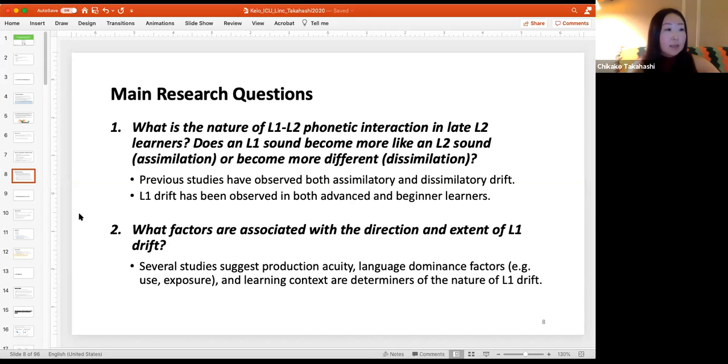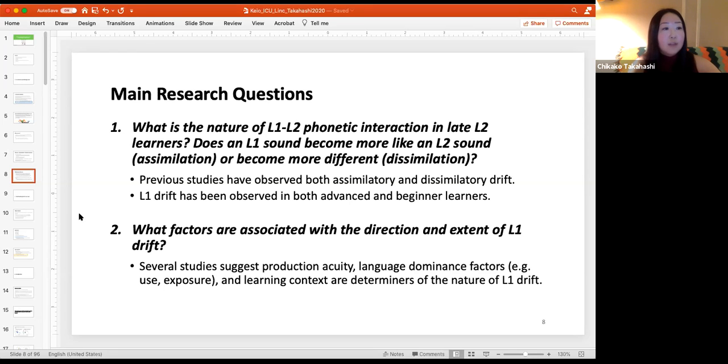To do that, I set out to answer two main research questions. The first one is, what is the nature of L1 and L2 phonetic interaction in late L2 learners? Does an L1 sound become more like an associated L2 sound, showing assimilatory drift, or become more different, exhibiting dissimilatory drift? Previous studies have observed both assimilatory and dissimilatory drift for late L2 learners. So we wanted to know what types of L1 drift our participants show.